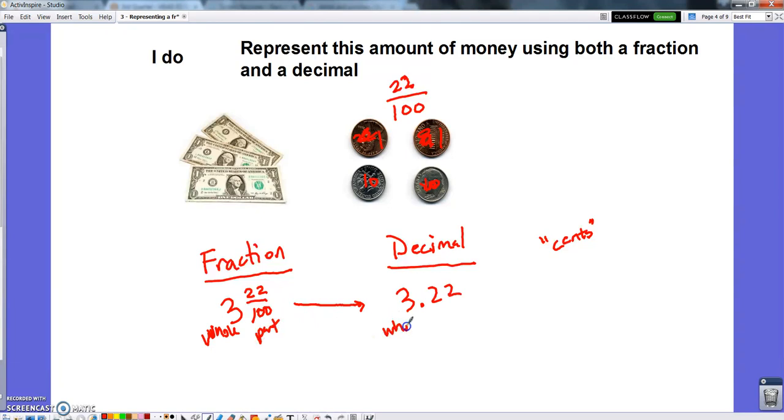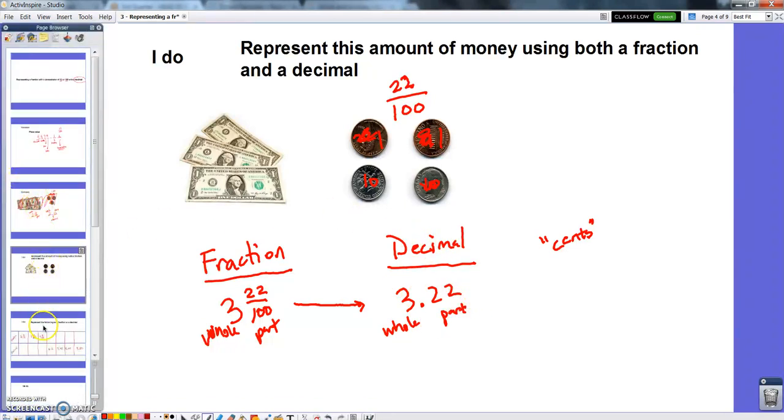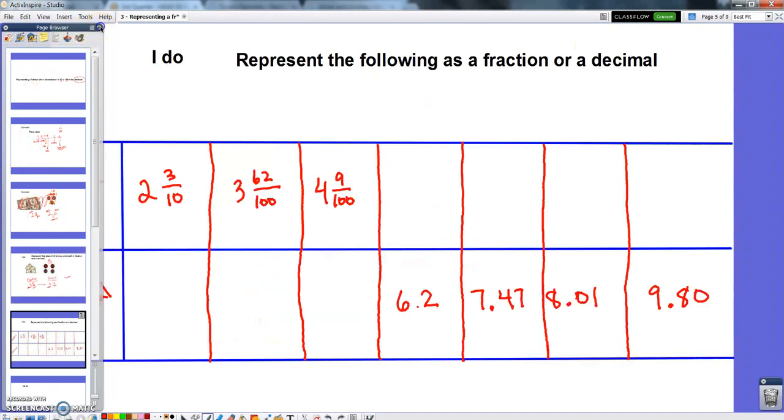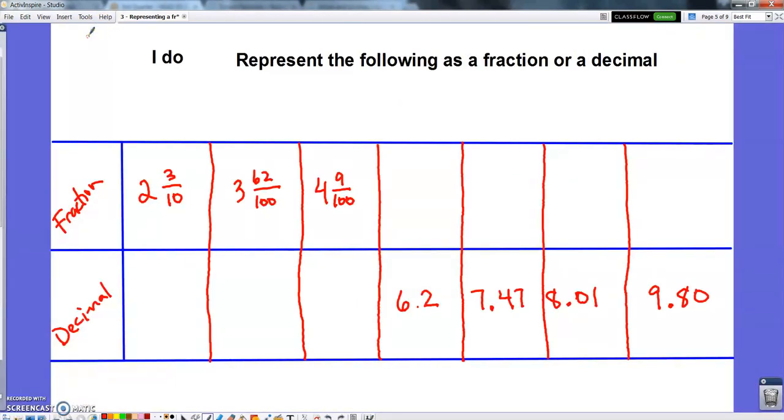This is my whole dollars, and this is my part dollars. Whole and part, same thing. And money is where you're really used to seeing it. So let's make it a little more complicated, and let's change between fractions and decimals for lots of different numbers. Okay? So let me remind you of my place values here.